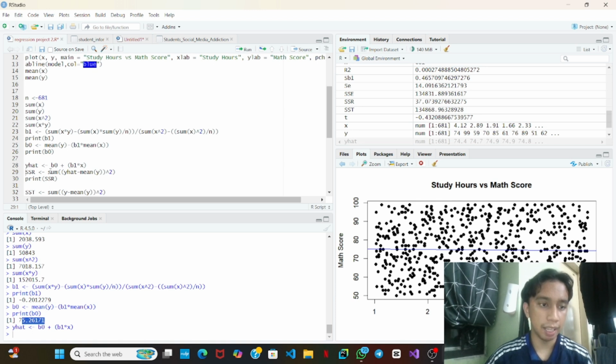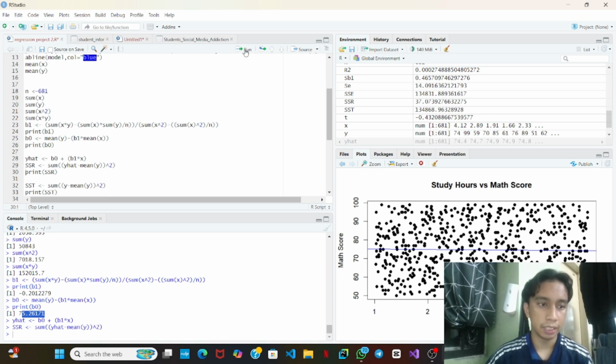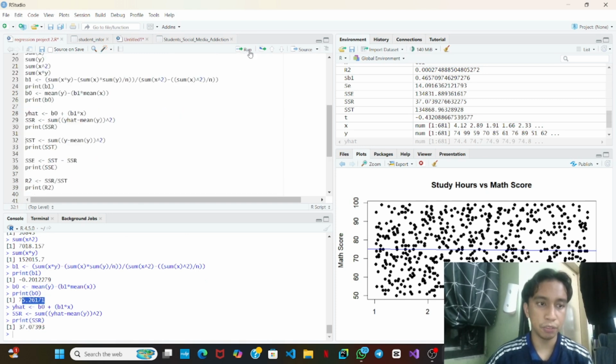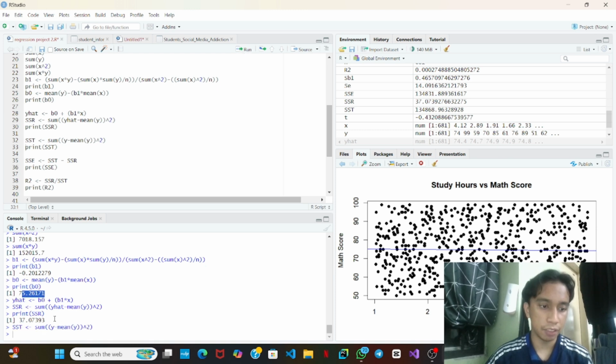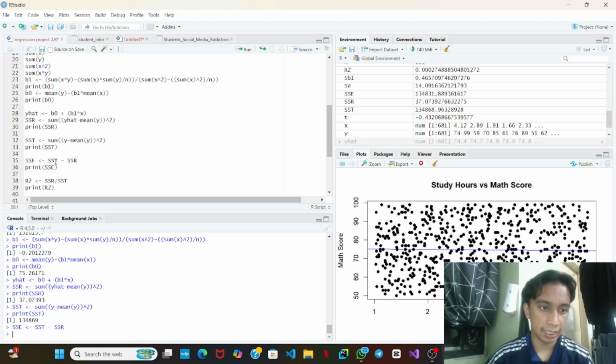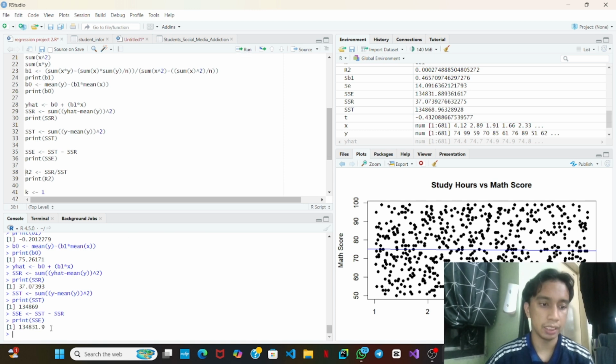And then we have here SSR, which is the sum of y hat minus mean y, power of 2. So then we have our value of SSR. And then we move to SST. SST equals the sum of y minus mean y, power of 2. So that's the value for SST. And lastly, we have SSE. So SSE equals SST minus SSR, and that's the value for the SSE.